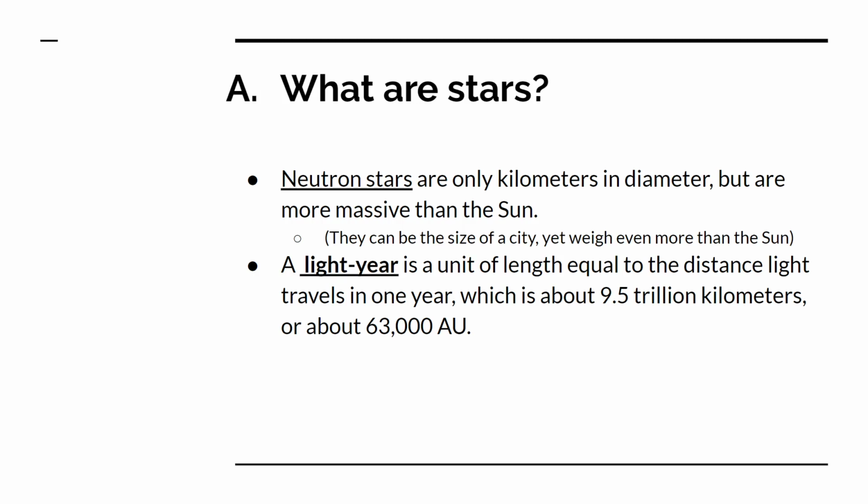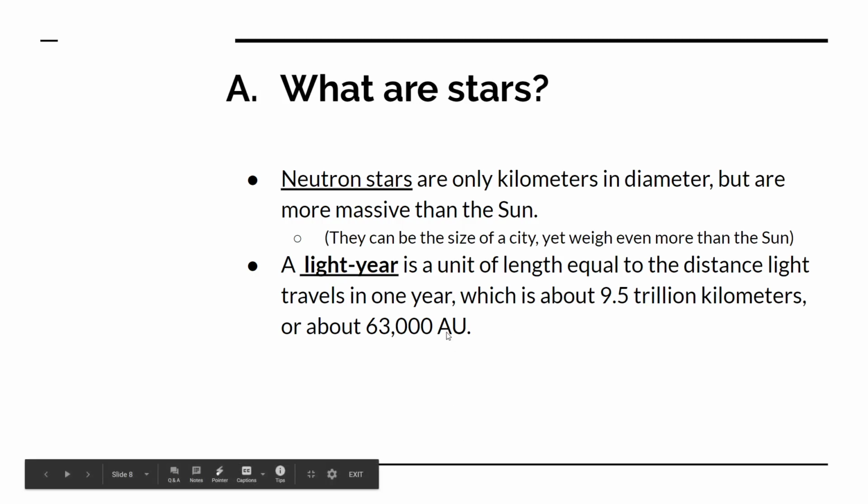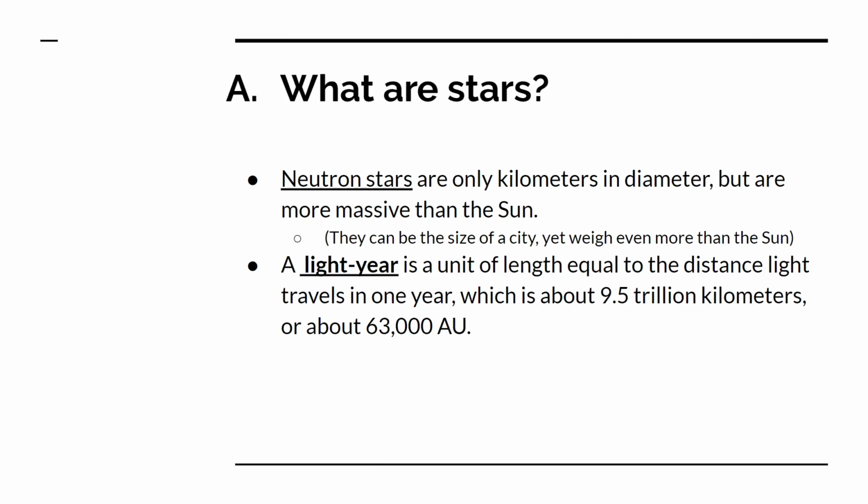And something else we need to keep in mind when we're talking about stars is that all stars are ridiculously far away. In fact, instead of using astronomical units, we go one bigger and say, instead of the distance from the sun to the earth, let's just say the distance light travels in a year and call that a light year. That equals 9.5 trillion kilometers, or 63,000 astronomical units.